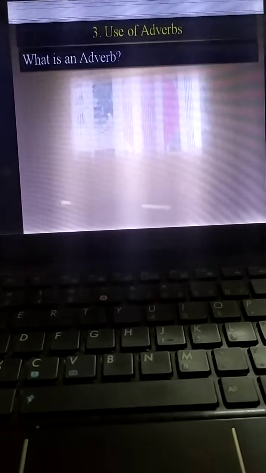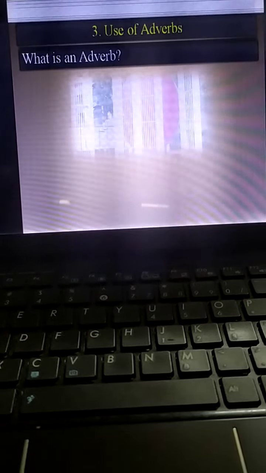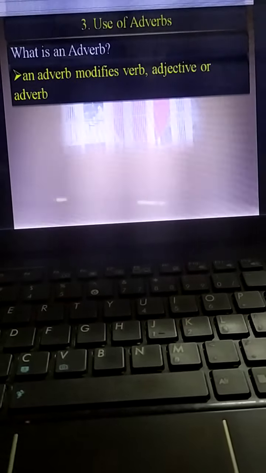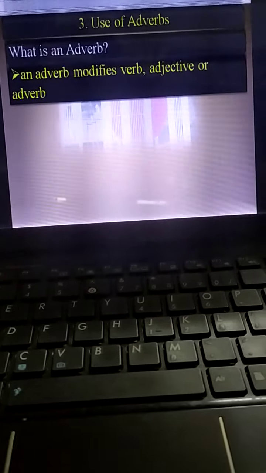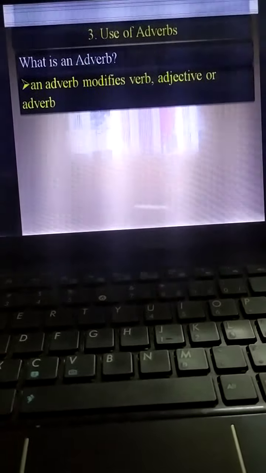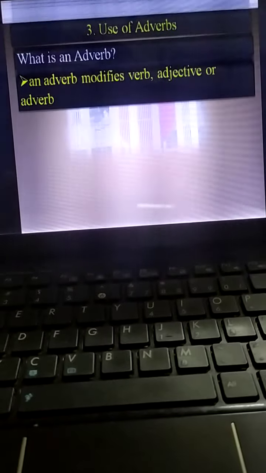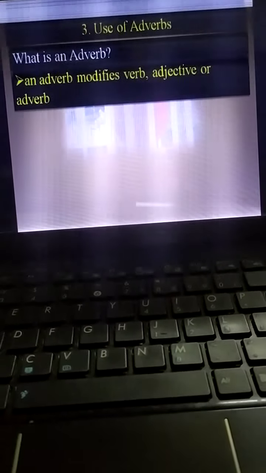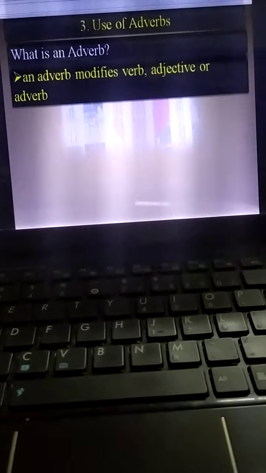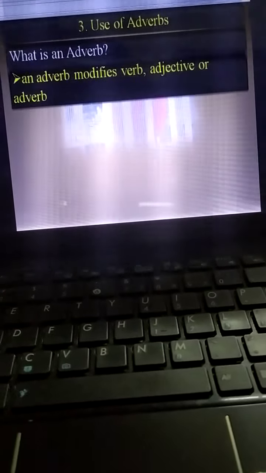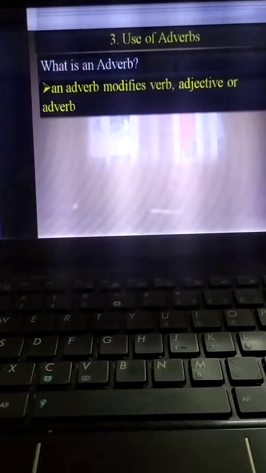What is an adjective? The word that modifies noun and pronoun. What is an adverb? The word that modifies verb, adjective, or adverb. That means adverb modifies the word verb, modifies adjective, modifies adverb. Adverb can modify adverb. Look at the example to make it clear.